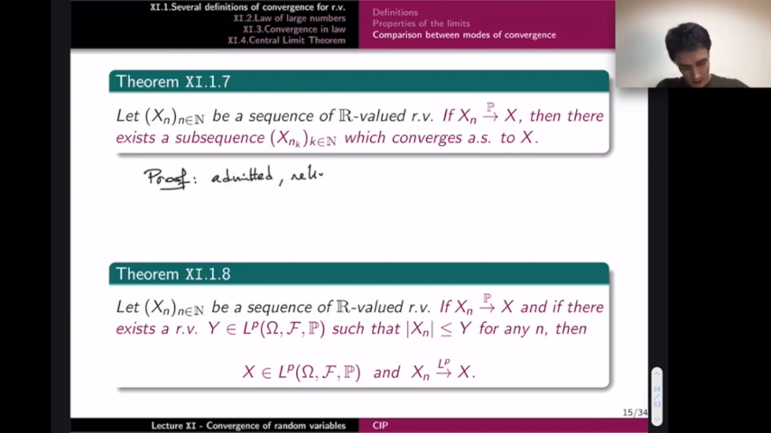It relies on Borel-Cantelli's lemma. See Le Gall's lecture notes if you want to look at this.